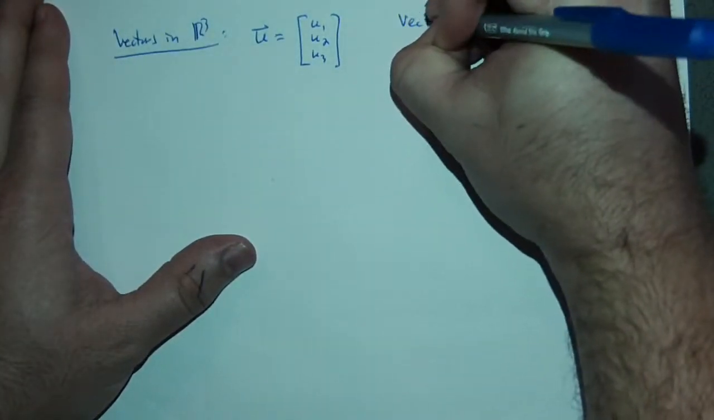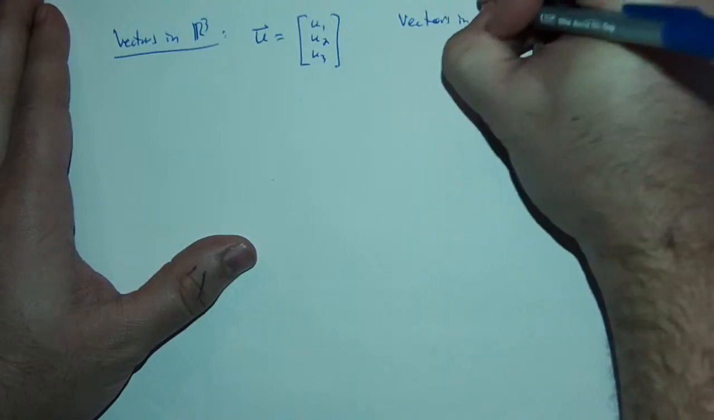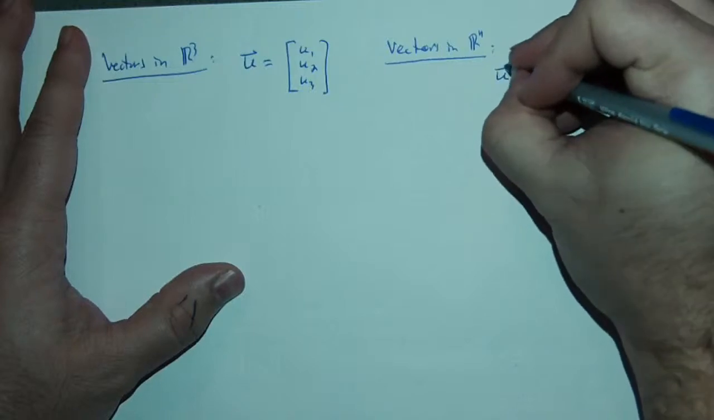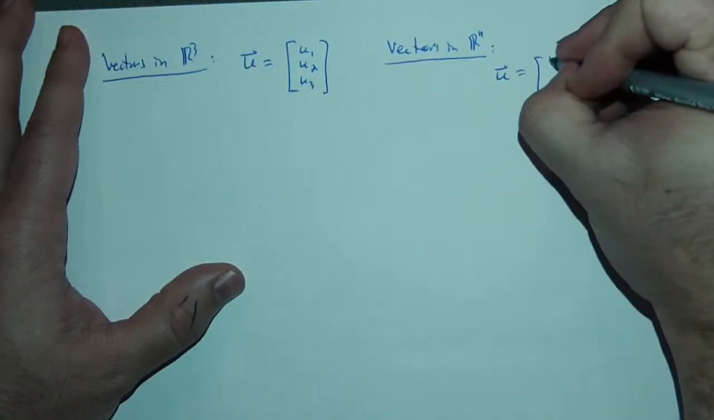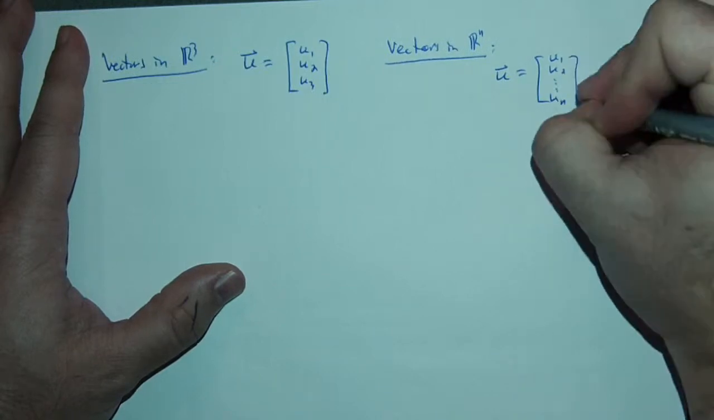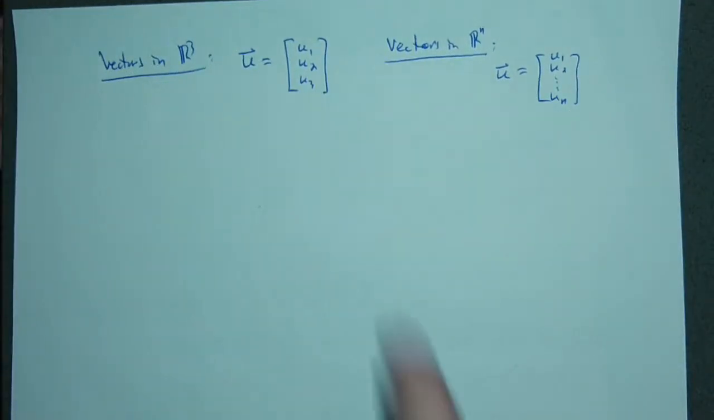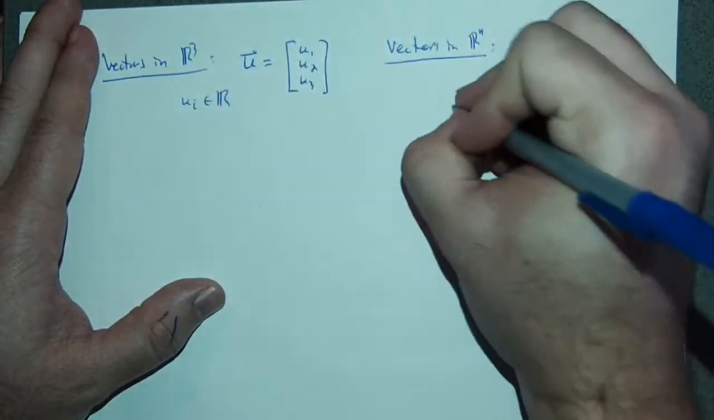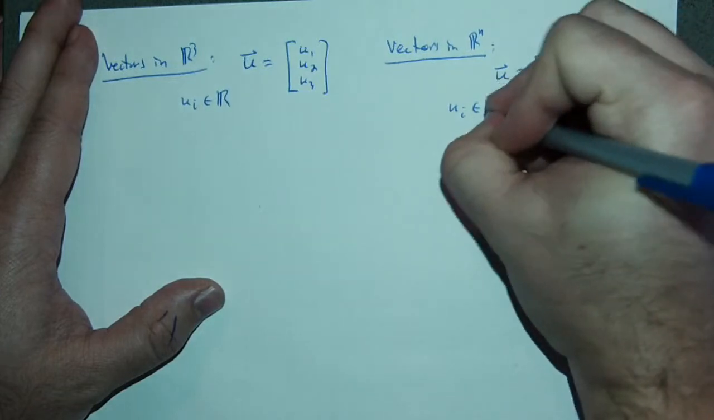And of course, the general case, vectors in Rn. So my vector u would have n entries, so u1, u2, all the way down to u sub n. Okay, that's it. And each of these things, so u sub i is in R here, u sub i is in R.